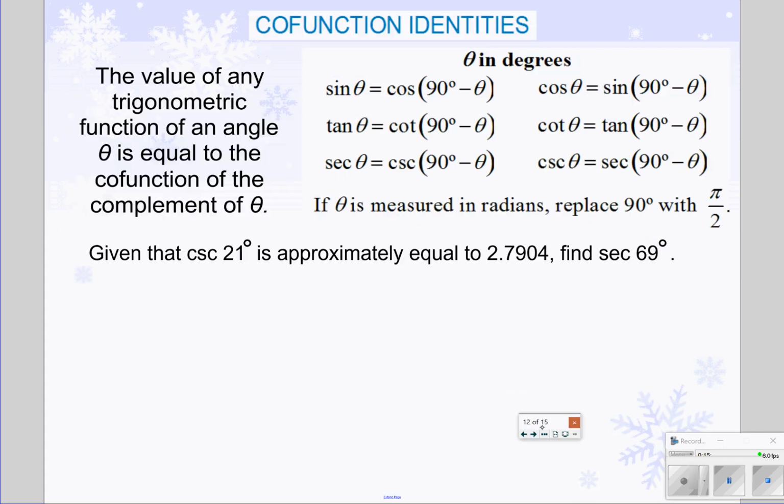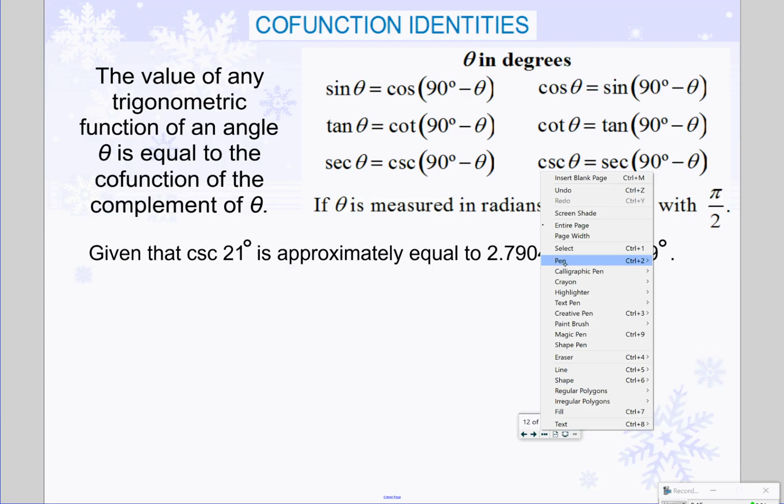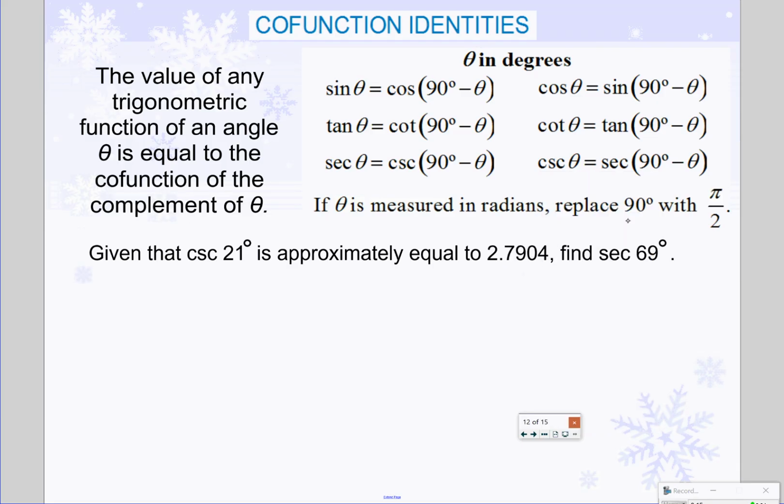All right, and then the last set you need to write down are the cofunction identities. Now, these ones are written in terms of degrees. You can also write these in terms of angles with radians, and you would just replace the 90 degrees with a pi over 2 if you saw it with radians. So if you Google cofunction identities, you might see either form of these.